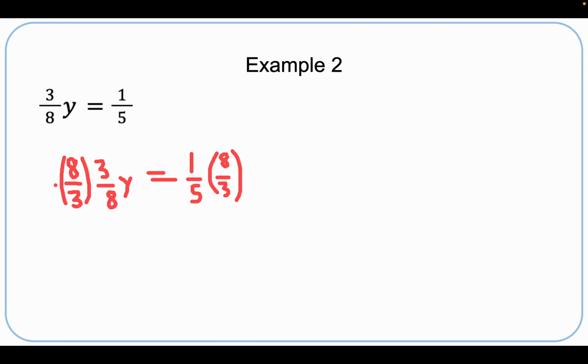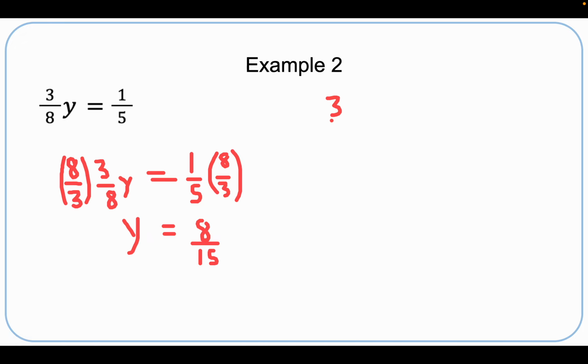So here, our coefficient is going to be canceled out by that reciprocal, and we're left with just y on the left side of our equation. And then over here, we have 1 times 8, and then over 5 times 3. So y equals 8/15. Now let's go ahead and check our answer by putting our solution into our original equation.